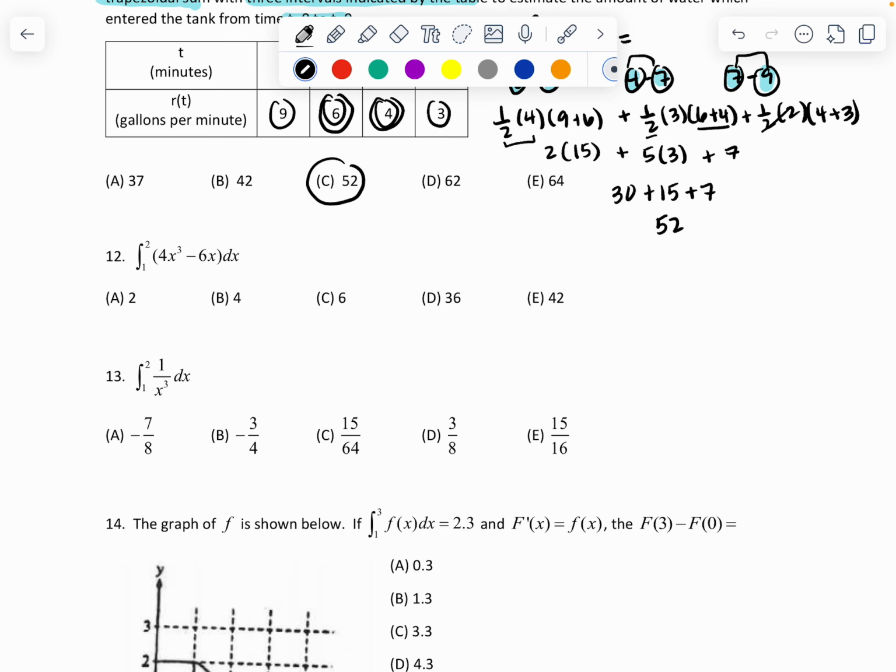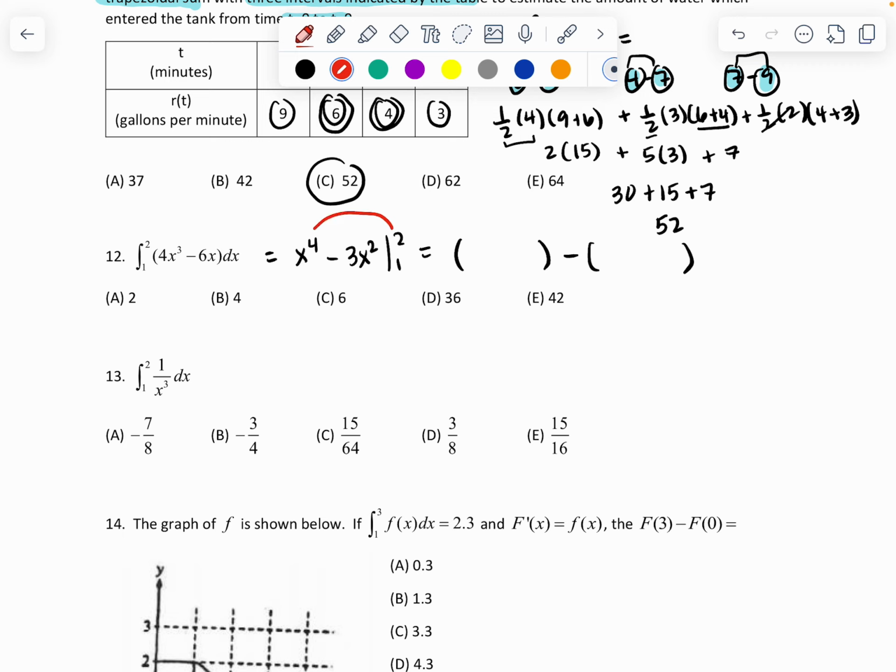All right, number 12, a regular integral. There's a whole bunch of these on the test, so please make sure you can do these. So the integral of 4x cubed is 4x to the 4th over 4, or just x to the 4th. The integral of 6x is 6x squared over 2, or just 3x squared. And you're evaluating this from 1 to 2. And guys, I cannot emphasize this more. Please make sure you make this little template, right? Top minus bottom. It's really going to help you avoid making mistakes.